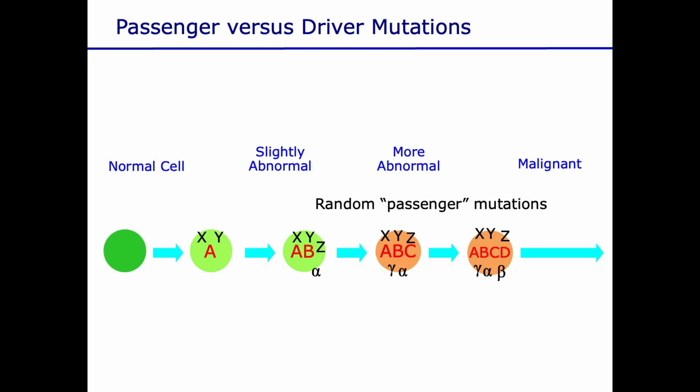So alongside the so-called driver mutations, which do contribute to cancer, there will be many more mutations which we call passengers, which are irrelevant, but are nevertheless there. And when you sequence the DNA, you will find them in large numbers.